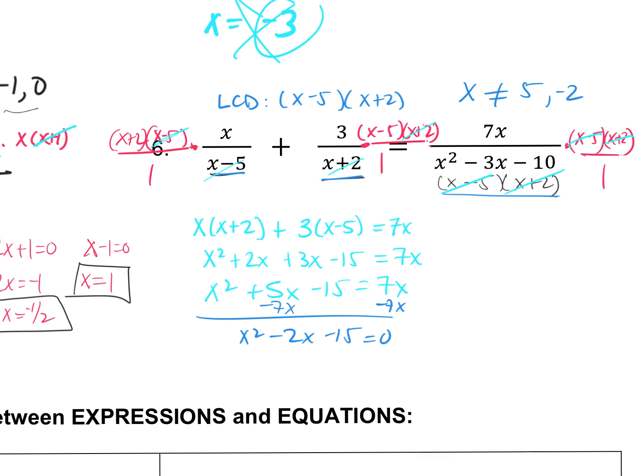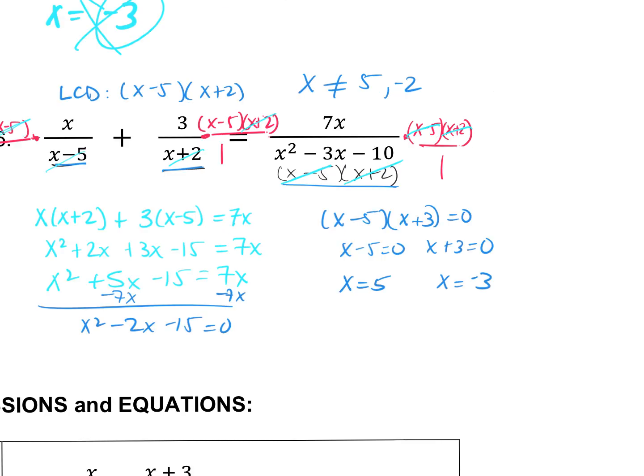All right, I'm going to pause you, factor it, and see if both those answers work. Okay, so I got these two solutions, so now I'm going to check with my restriction. Well, I have a 5 up here. X can't be that 5. And this is a 5 here, so that one doesn't work. Negative 3 is okay, so my solution is only x equals negative 3.